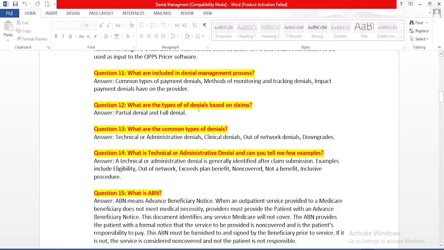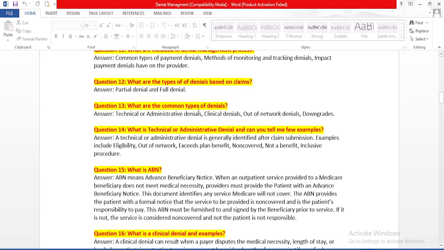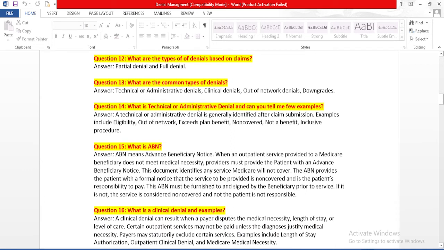Next question. What are included in denial management process? Common types of payment denials, methods of monitoring and tracking denials, impact payment denials have on the provider. So what are the types of denials based on claims? Partial denial and full denials. So what are the common types of denials? Basically we have denials in various types. So technical or administrative denials, clinical denials, out of network denials and downgrades.